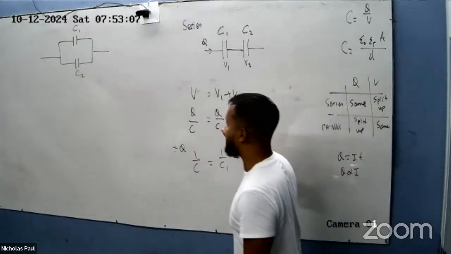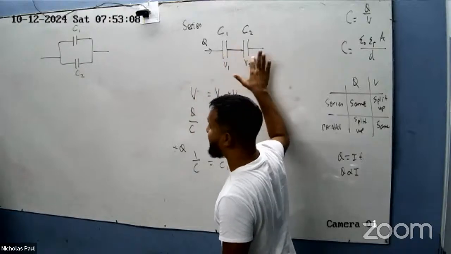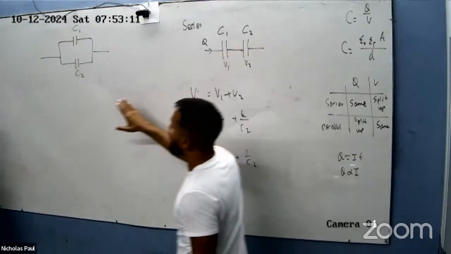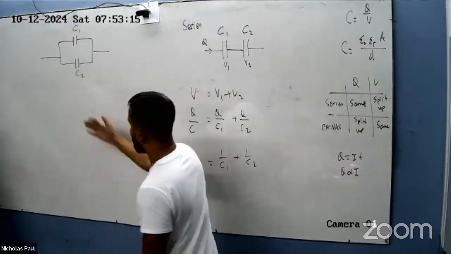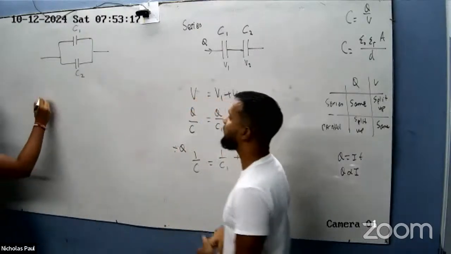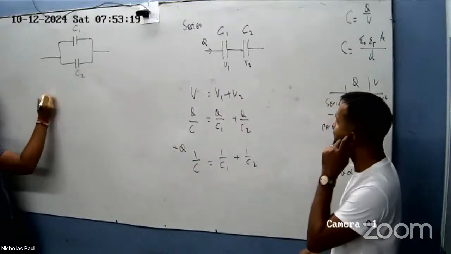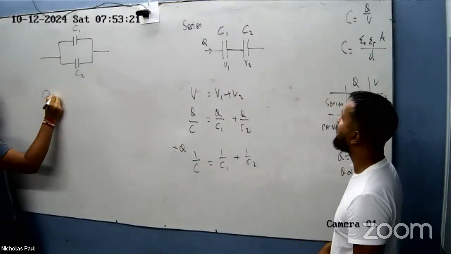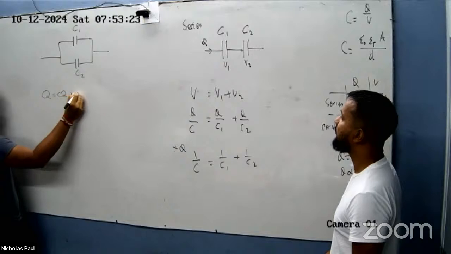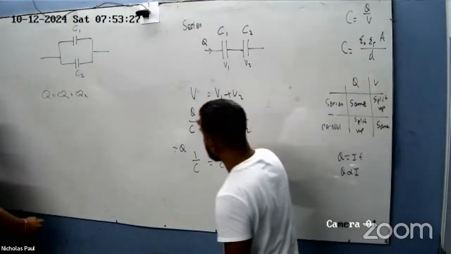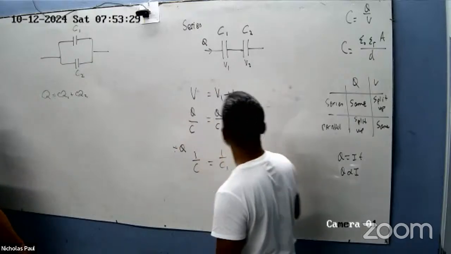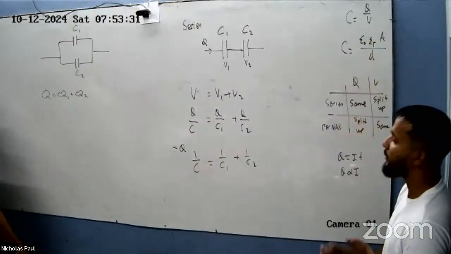So watch. See, I start here. Voltage splits up in series. What is split up in parallel? Charge. So Q is equal to Q1 plus Q2. What you have to do now is figure out how to find Q. Q is what? Look at the formula here.